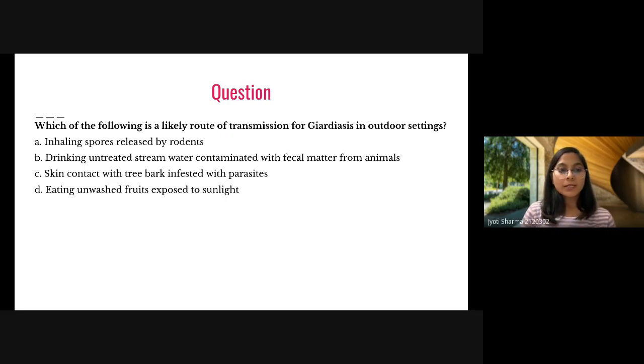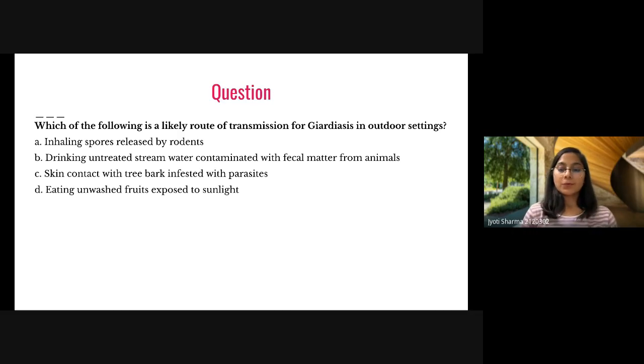So the options are: A, inhaling spores released by rodents. B, drinking untreated stream water contaminated with fecal matter from animals. C, skin contact with tree bark infested with parasites. And D, eating unwashed fruit exposed to sunlight. You just need to tell me how giardiasis is transmitted.